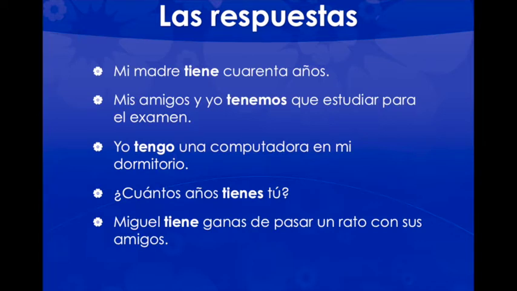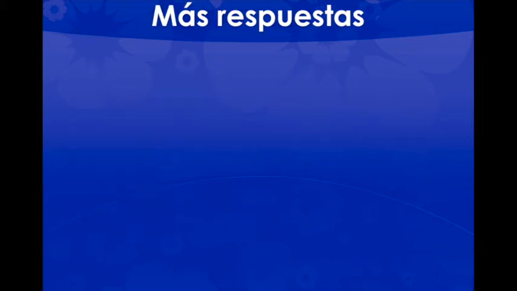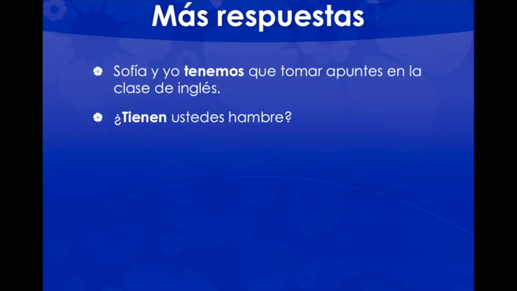Miguel tiene ganas de pasar un rato con sus amigos. Miguel feels like spending time with his friends, or has the desire or the urge to spend a bit with his friends. Some more examples. Sofía y yo tenemos que tomar apuntes en la clase de inglés. We have to take notes. There's a tener que infinitive.